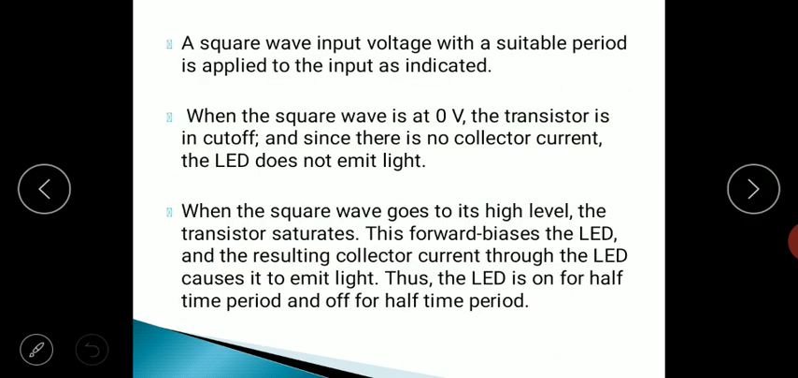The same thing is explained here. A square wave input voltage with a suitable period is applied. When the square wave is at 0, the transistor is in cutoff, so no current will flow through the LED and load, and the LED will not emit any light, it will be off. When the square wave goes to high level, the transistor saturates and it forward biases the LED. The current will flow through the LED, which causes the LED to emit light, and the LED will be on. Thus we can see that the LED is on for half the time period and off for half the time period.